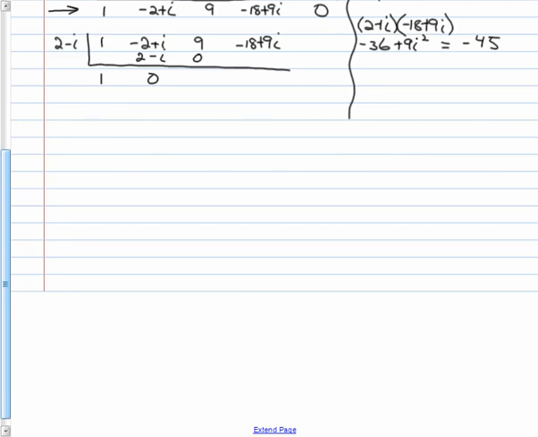0 times 9 is 0. 9 times 2 is 18. 9 times negative i is negative 9i. What do you get when you add those together? 0. Sure enough, it worked. That one also is a 0.